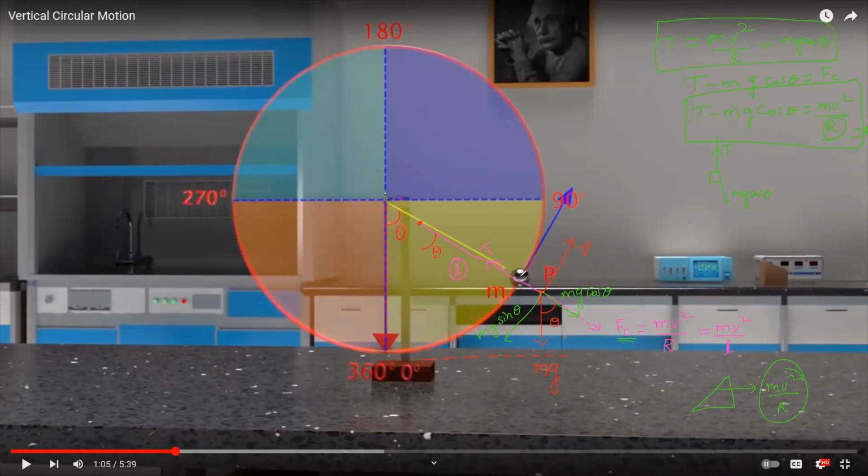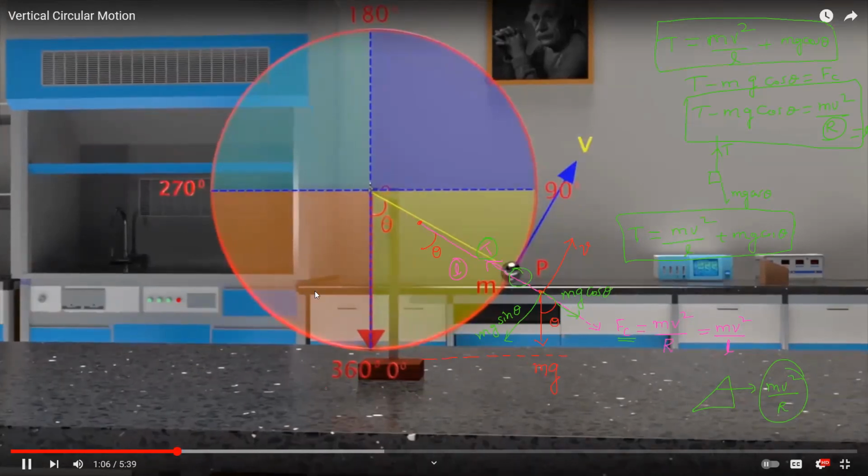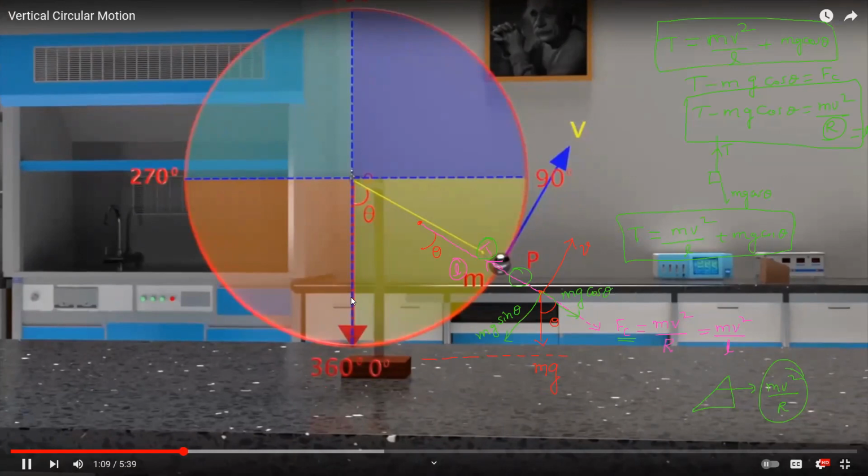Clear? So when the body, if you imagine the body is here, the tension exerted on the string is equal to how much? Tension exerted on the string is equal to mv square by L plus mg cos theta. So this is the first thing we have derived here. Just observe it carefully and then we will proceed. And it is tangential to the circular path.